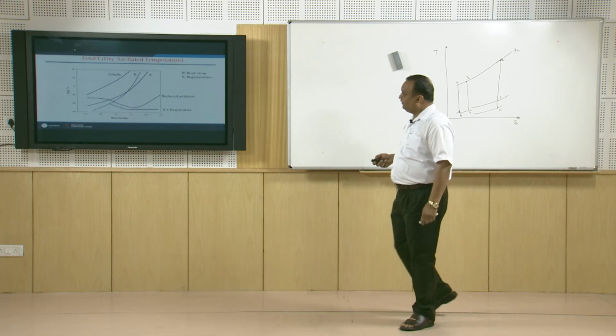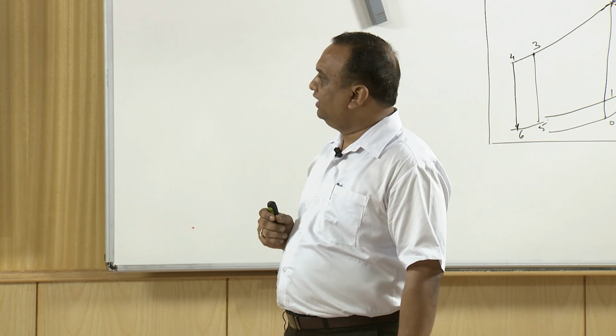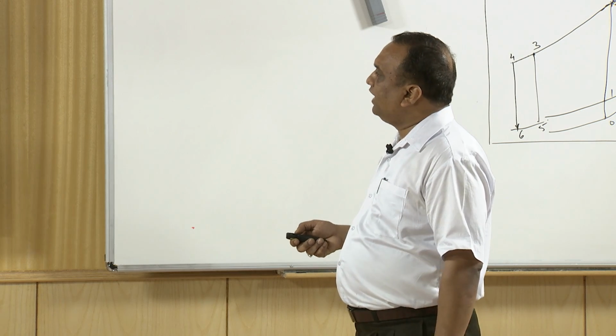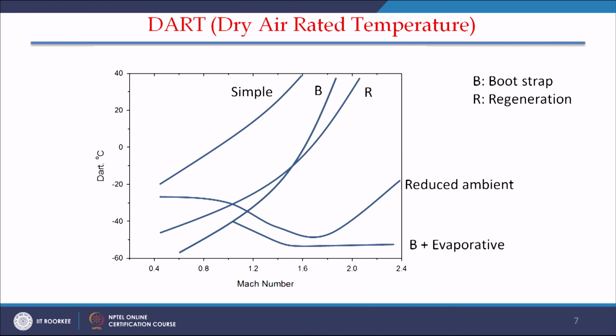So, if you look at DART, with the help of DART we can compare the performance of all these cycles. In the simple air refrigeration cycle, DART keeps on increasing. If we increase the velocity of the aircraft, the DART keeps on increasing. So, this cycle cannot be used for very high velocity aircraft. And the bootstrap is much better than the simple refrigeration cycle, and we can go for the bootstrap even for supersonic aircraft.